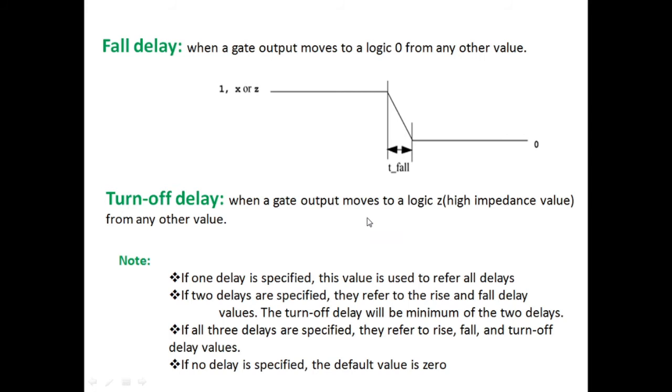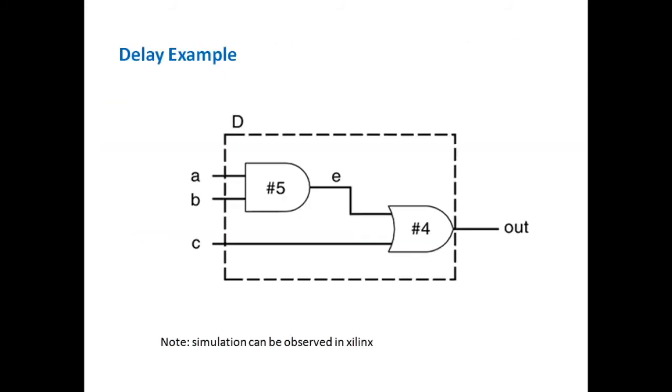Again, these delays are also specified. For example, let me take the same example: if I have a logical gate, this AND gate, only one delay is specified.